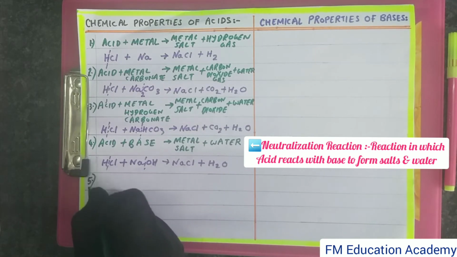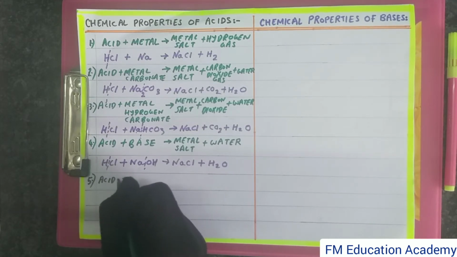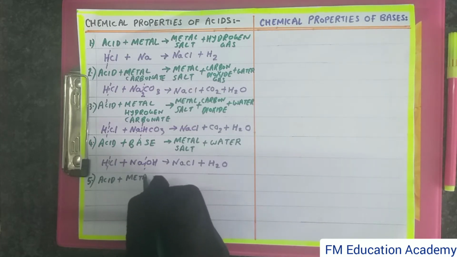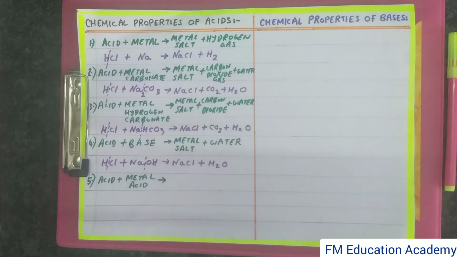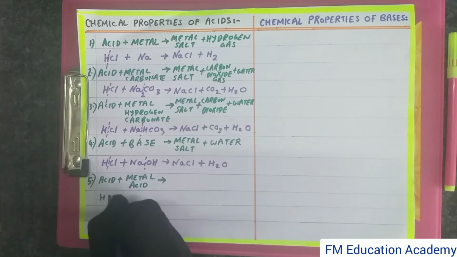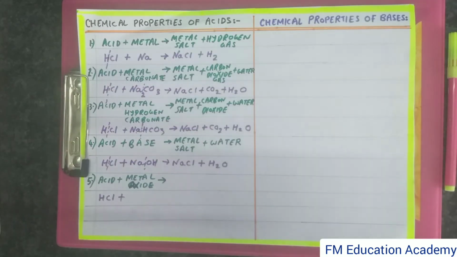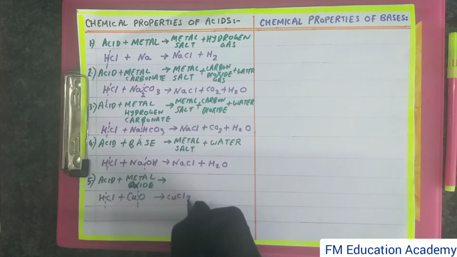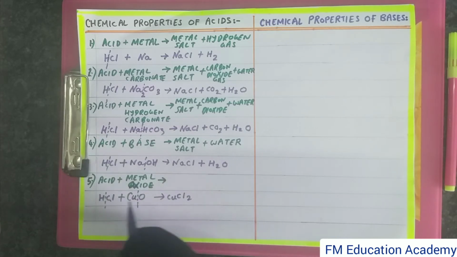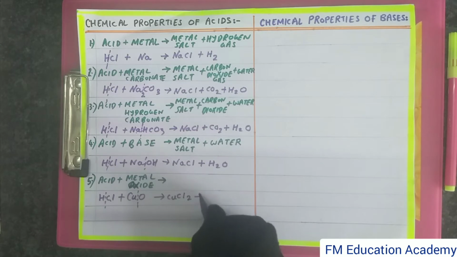Now the next reaction: what will happen when acid reacts with metal oxide? We know that metal oxide and acid react together. Again, in place of acid I am taking HCl, and in place of metal oxide I am taking copper oxide, that is CuO, which is an oxide of copper. So when HCl reacts with copper oxide, what will happen? This is splitting, so copper combines with chlorine to form cupric chloride, CuCl2, and hydrogen combines with oxygen to form water, H2O.